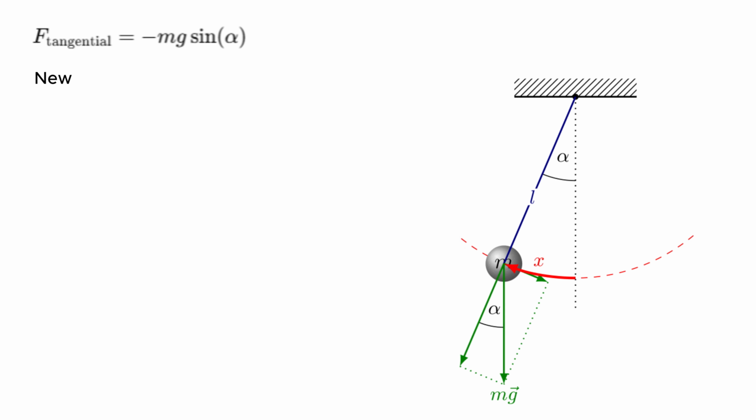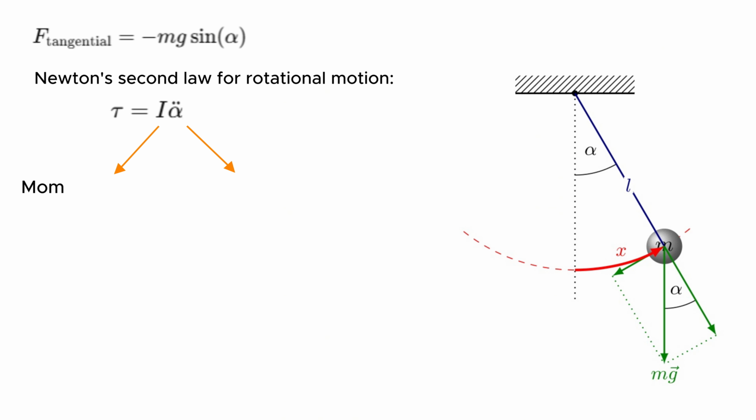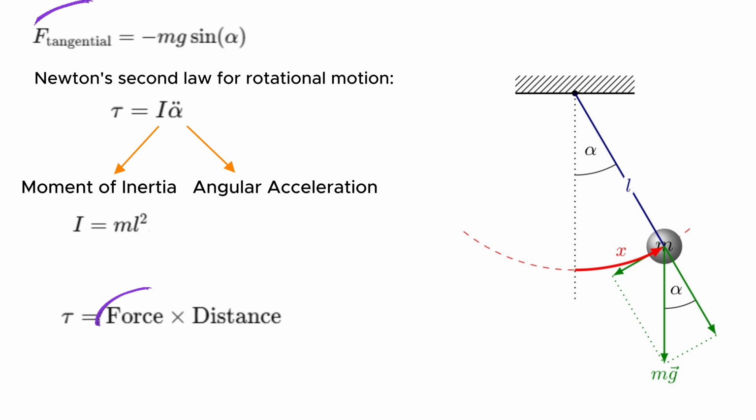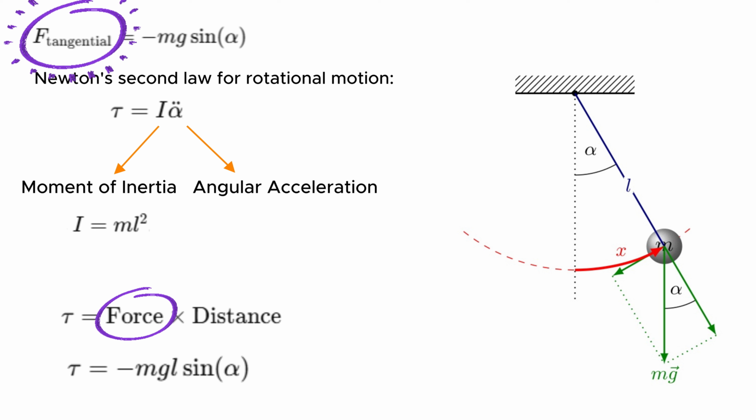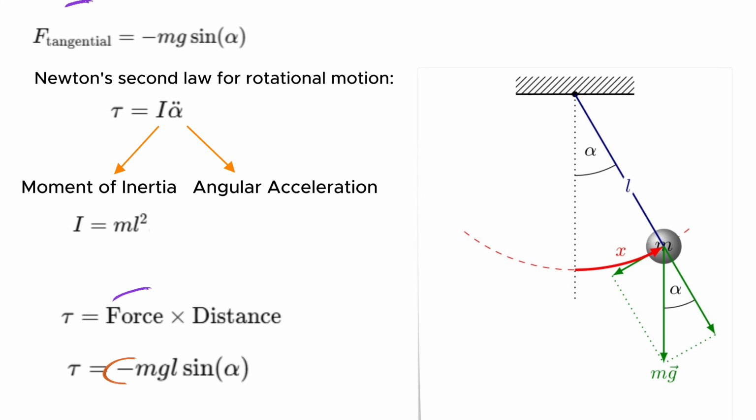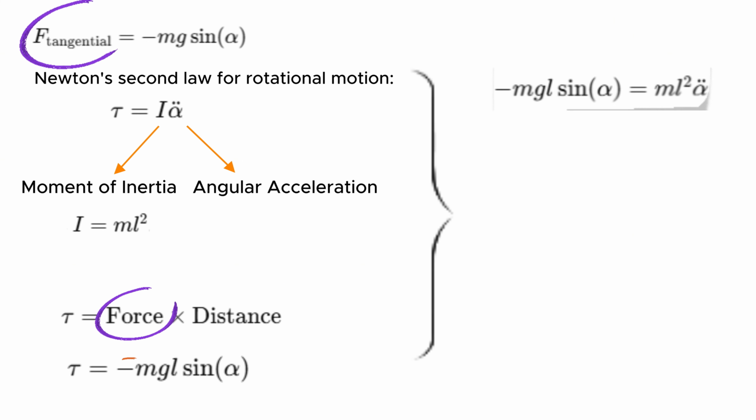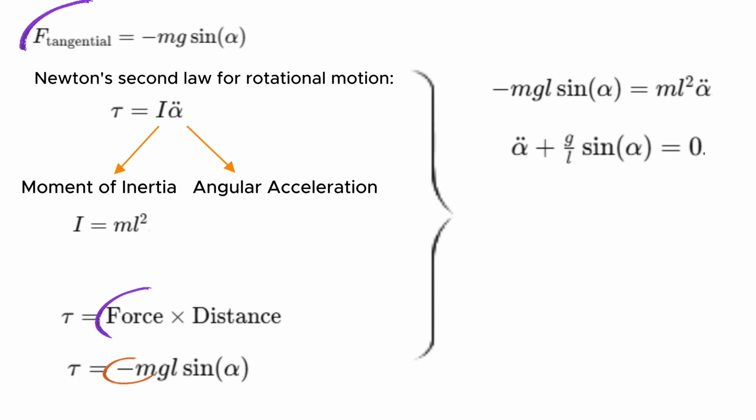Using Newton's second law for rotational motion, for a simple pendulum, the moment of inertia about the pivot point is I equals m l squared. Substituting the torque caused by gravity gives us the equation. The negative sign appears because the torque acts in the direction opposite to increasing alpha, meaning it is a restoring torque. Simplifying, we find the angular equation of motion. This is the nonlinear equation of motion for the pendulum.